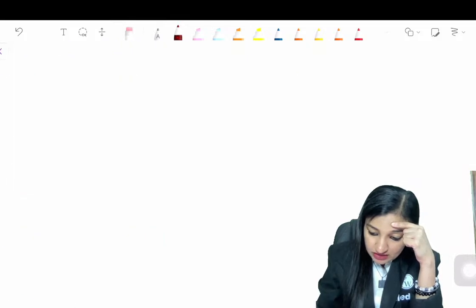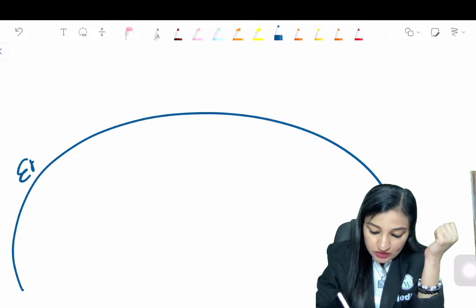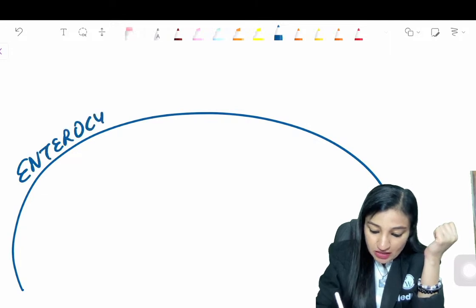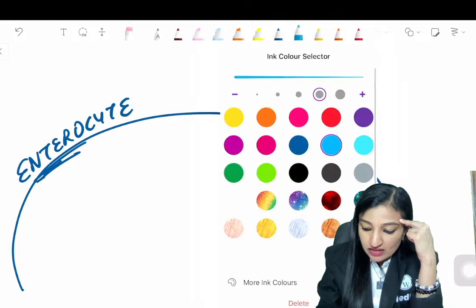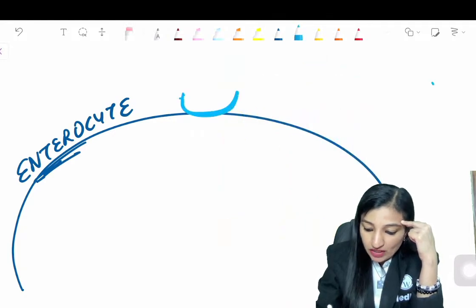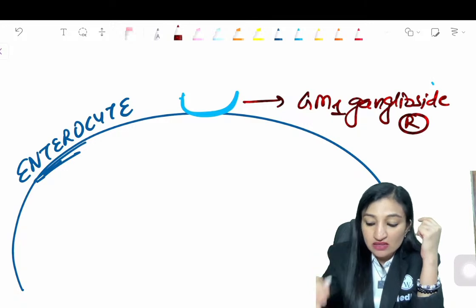Now have a look at this. Imagine this is an enterocyte, the target cell of Vibrio cholerae toxin, and it has this sky blue colored receptor like this. So what is this? This is the GM1 ganglioside receptor. R surrounded by a circle is receptor.